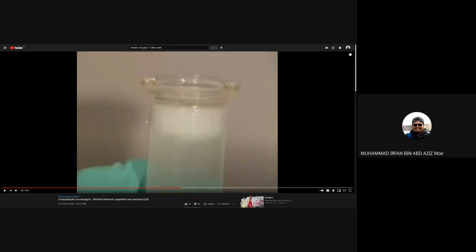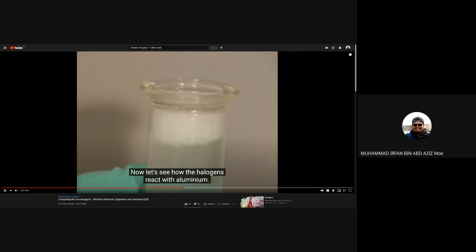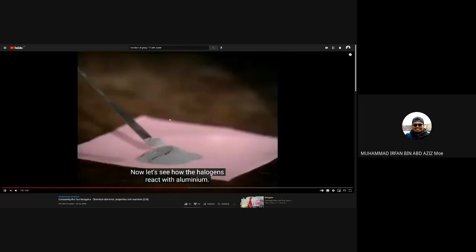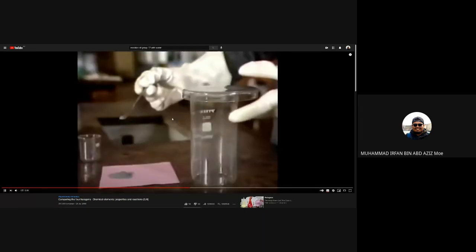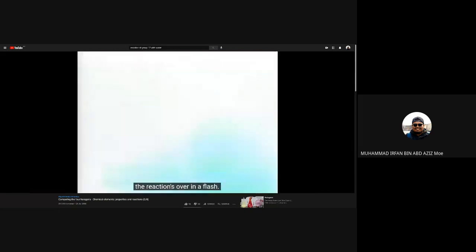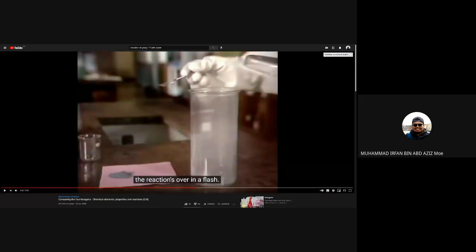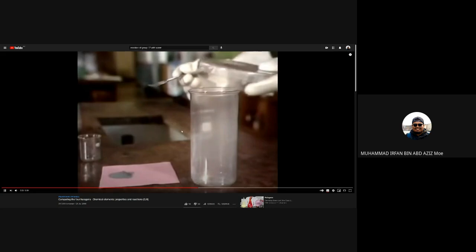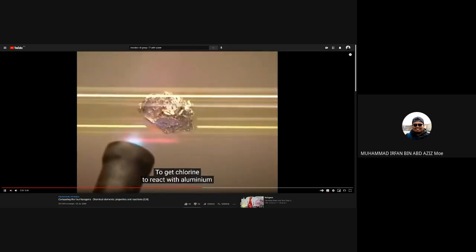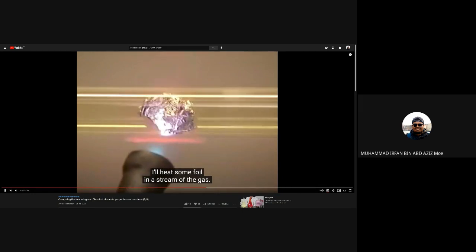But for chemical properties, we are going to learn about the reaction of group 17 with water, with alkali, and with metal. Now let's see how the halogens react with aluminium. Okay, this is with metal. When aluminium powder meets fluorine gas, the reaction's over in a flash. Okay, observe the reactivity, the differences. The first one just now used fluorine. Then after that, to get chlorine to react with aluminium, I'll heat some foil in a stream of the gas. The white fumes are aluminium trichloride.